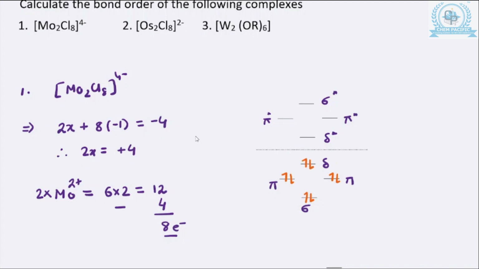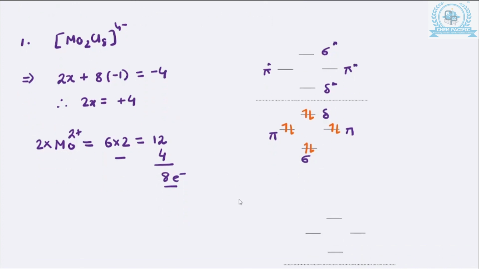Now what is the formula of the bond order? The formula of the bond order is number of electrons in the bonding minus antibonding divided by 2. So bond order itself means stability. Higher the bond order, more is the stability.